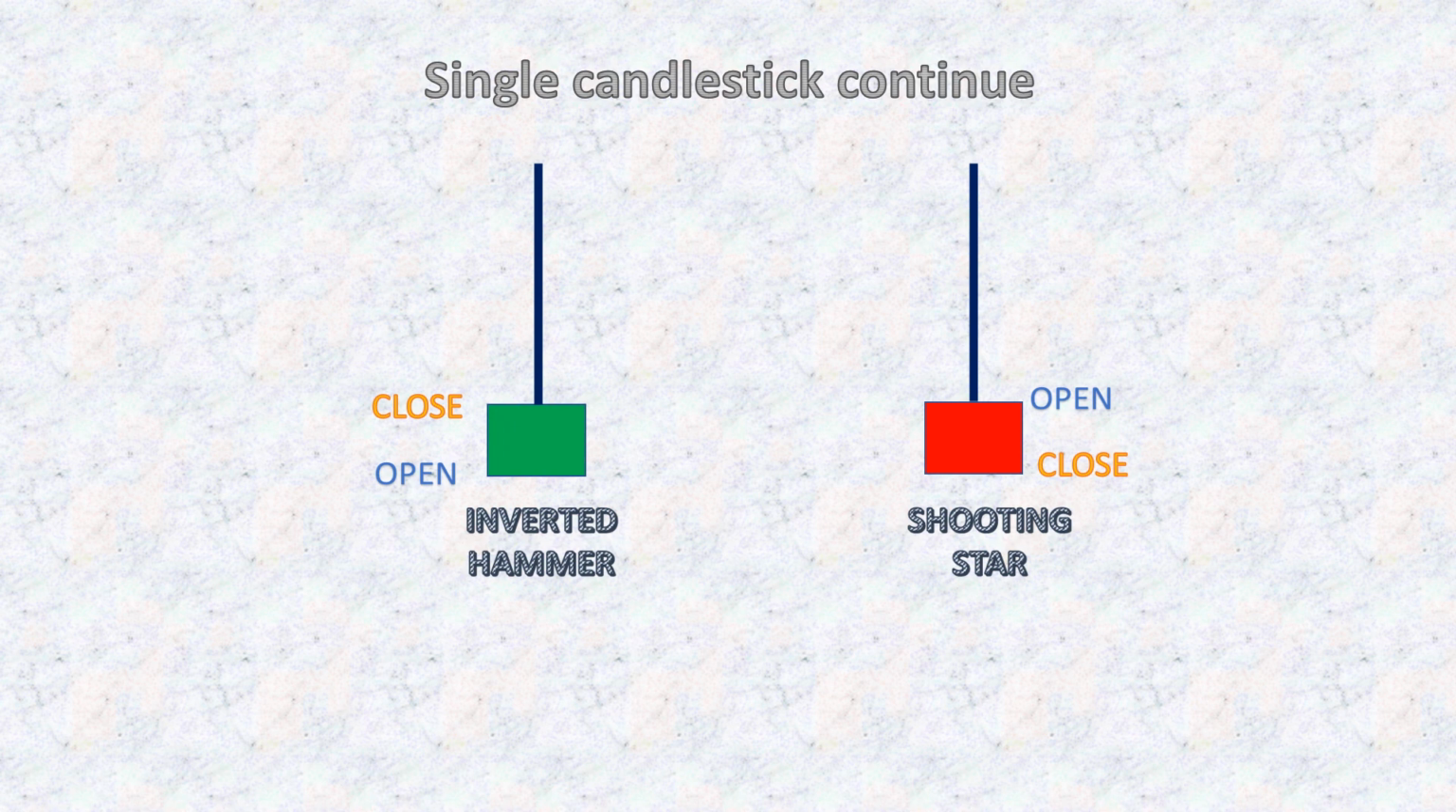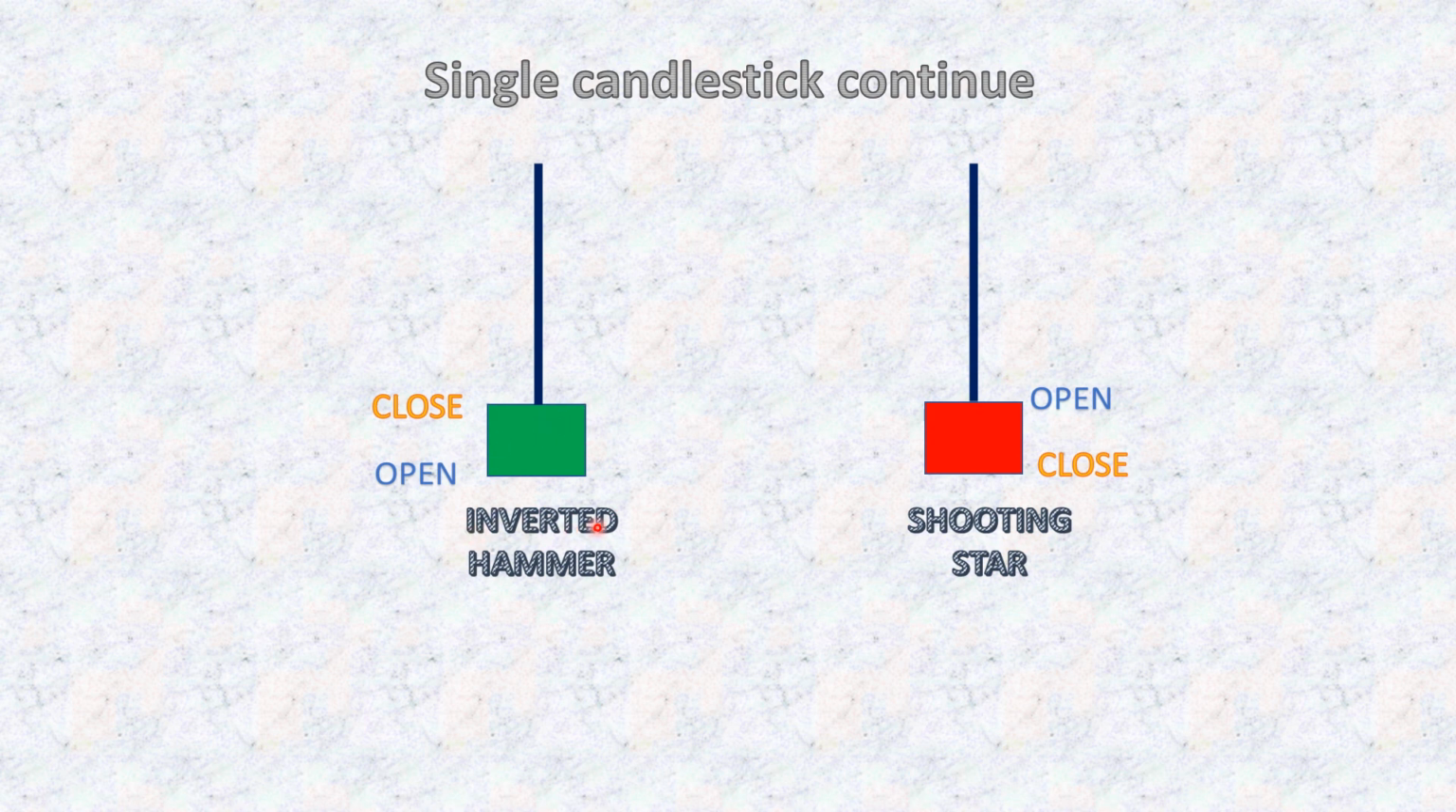In this graph, we see two candles which are similar. The first candle is called the inverted hammer, indicated by the green color. It has a small body, long upper shadow, and no lower shadow. The second one is the shooting star, indicated with the red color: long upper shadow, no lower shadow, a small body.